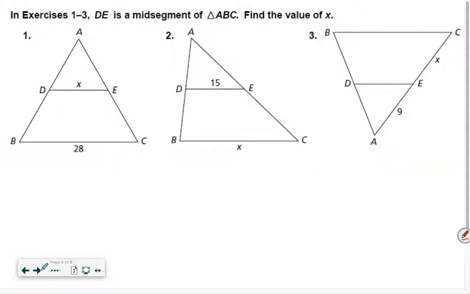Number 1, if you are looking for the length of D to E, I'm just going to go ahead and call popsicle sticks here because I think this is pretty straightforward. It's parallel to BC, meaning it's half as long. So Faith, how long would DE be? 14. Very good.